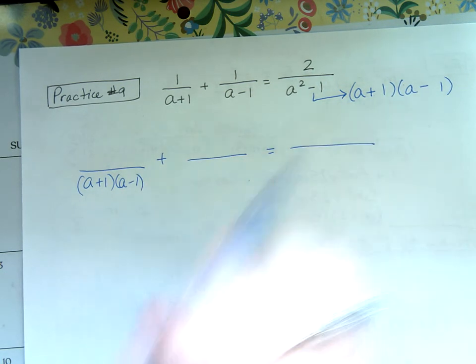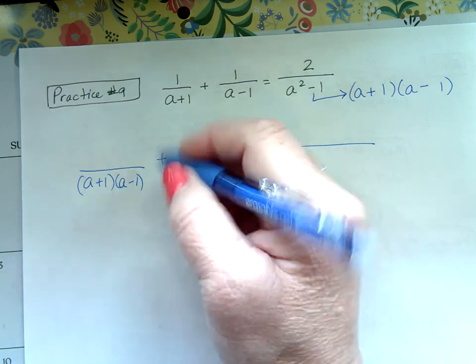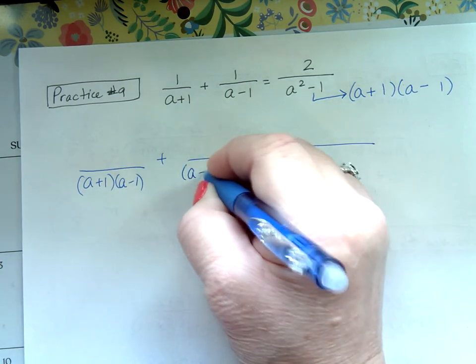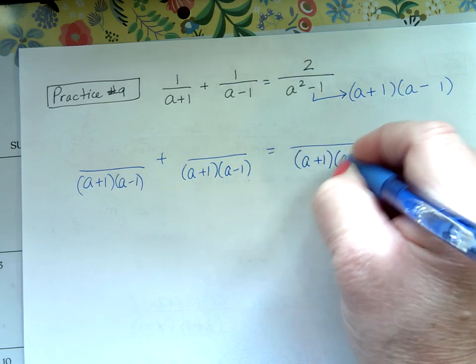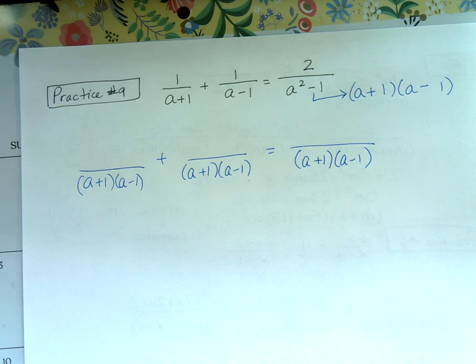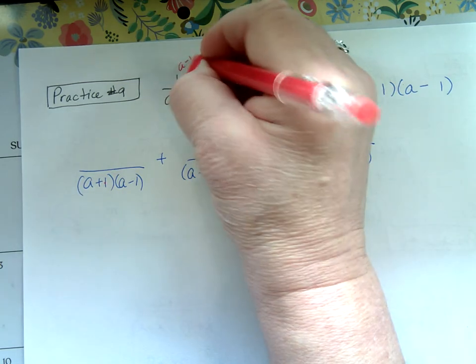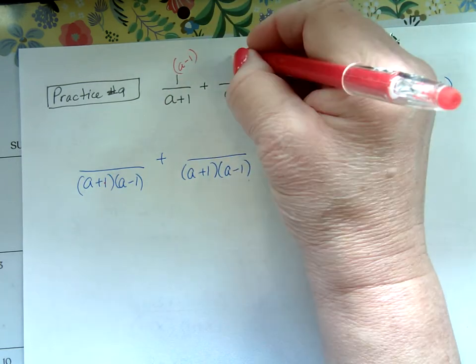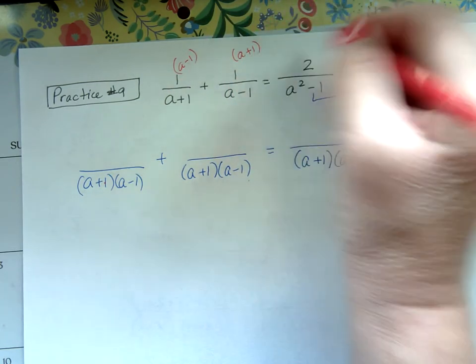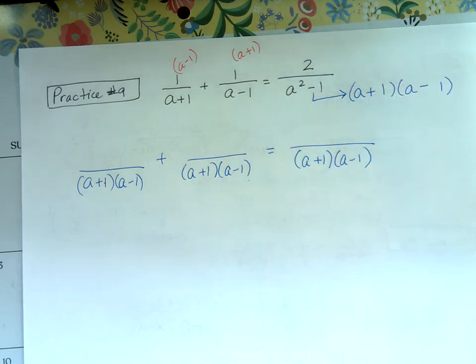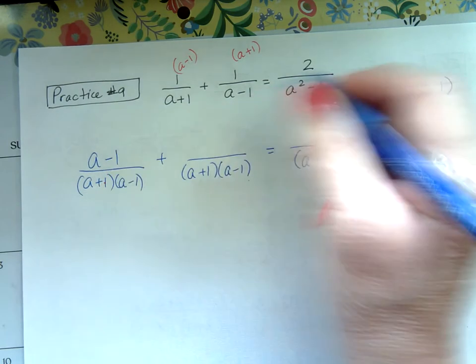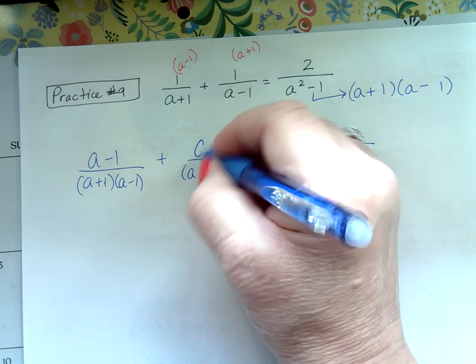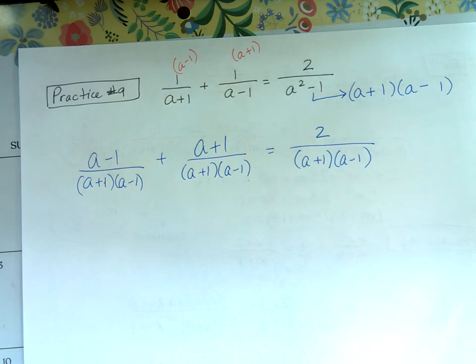All right, so back to our common denominators. I need an a plus 1. I need an a minus 1 for everybody. Do your comparisons. So this guy has the a plus 1, he needs an a minus 1. This guy has the a minus 1, he needs an a plus 1. This guy has both, it doesn't need anything. So here we go. 1 times a minus 1 is a minus 1. 1 times a plus 1 is a plus 1. And then this is a 2. So this one was way easier than the last guy.